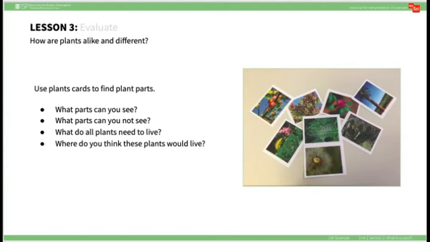In the Evaluate portion of the lesson, the students will use the plant cards again in small groups to discuss the parts of plants that are easily seen, the parts that cannot be seen, and what plants need to live. Ask students where the plants on the cards would live and reinforce that all plants will live in a place where they can get what they need to survive.